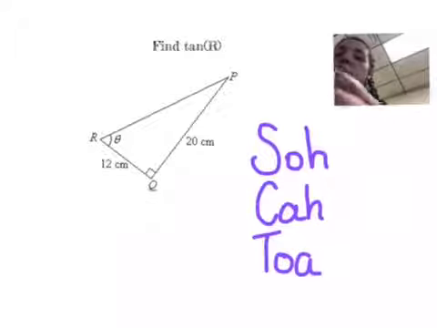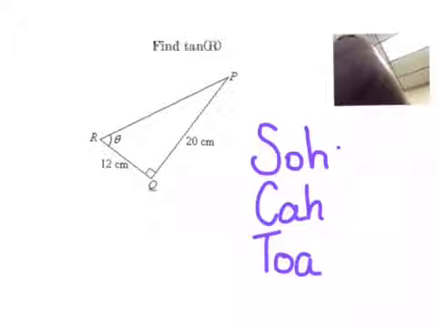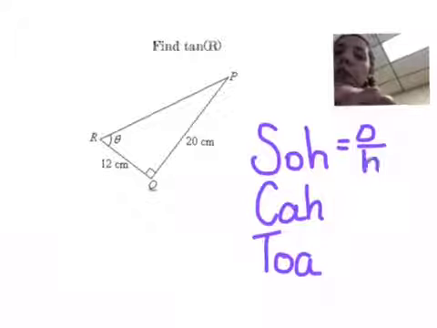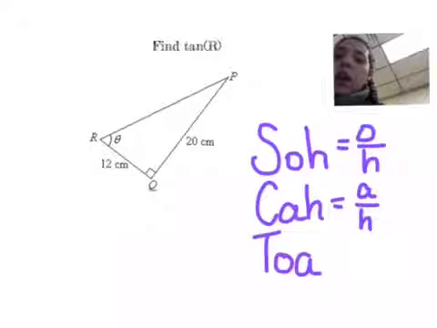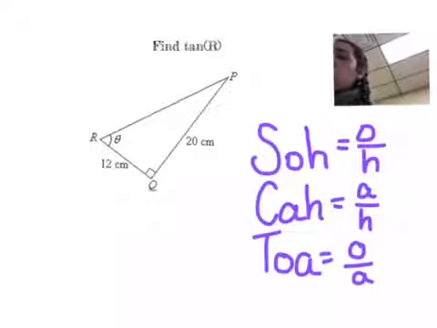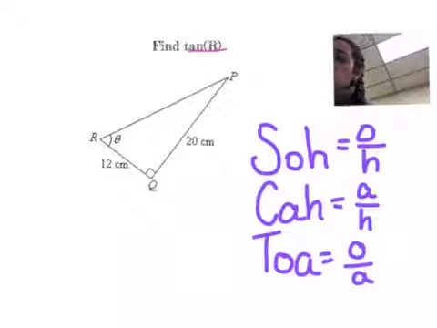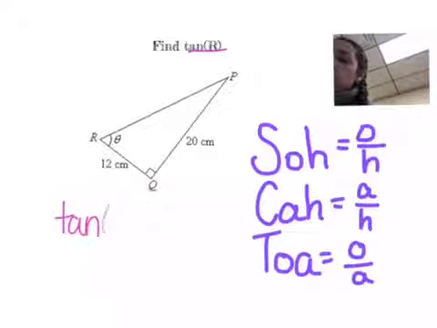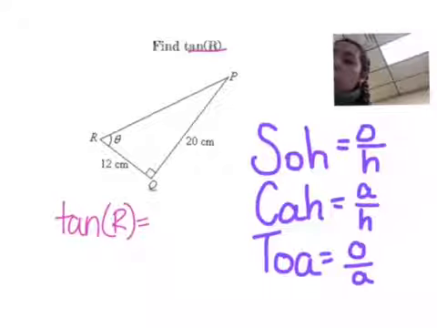So for example, the first one with S, that's telling you that sine is the ratio of the opposite over the hypotenuse, and cosine is a ratio of the adjacent side over the hypotenuse, and tangent is a ratio of the opposite side over the adjacent side. So on this question, if we are asked to find tangent of angle R, tangent is going to be the ratio of opposite over adjacent.